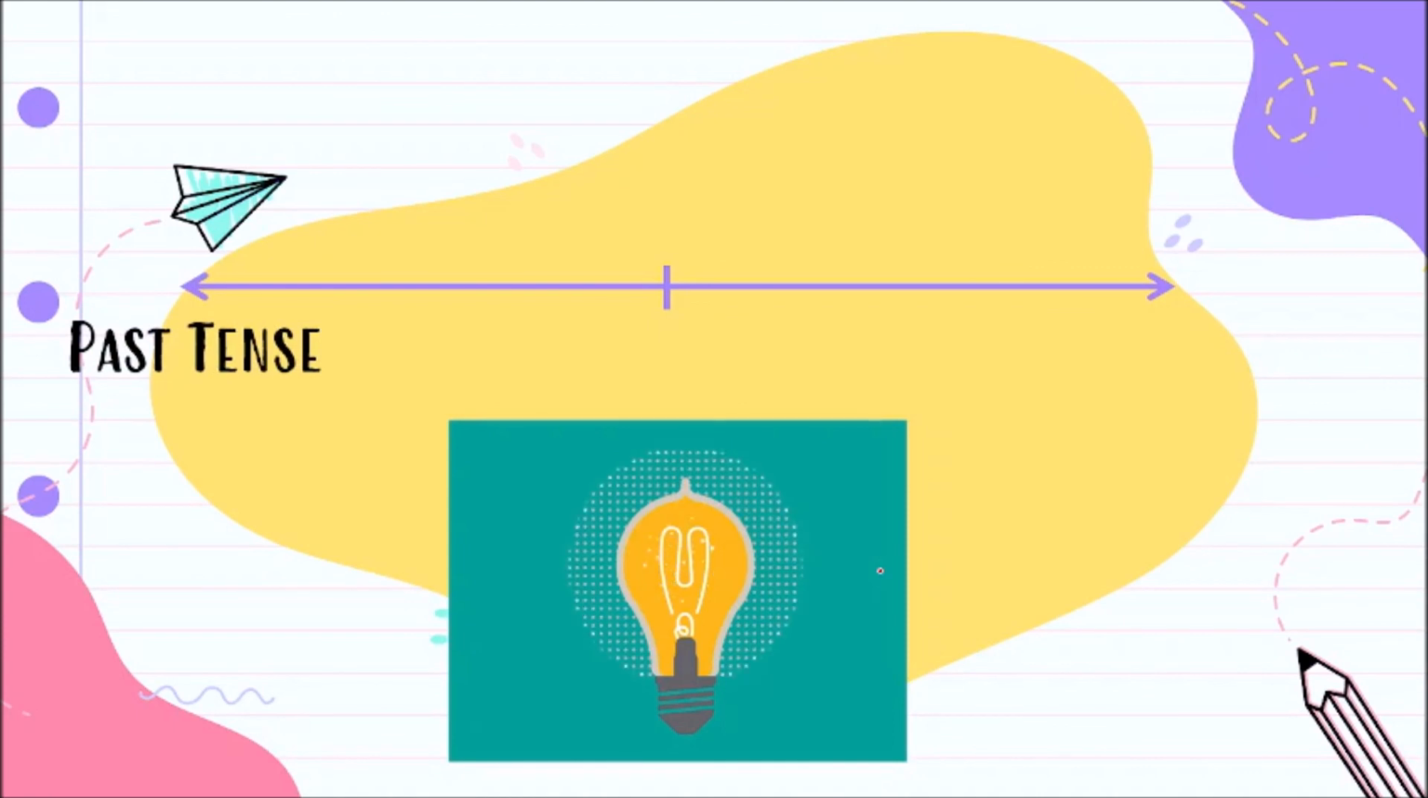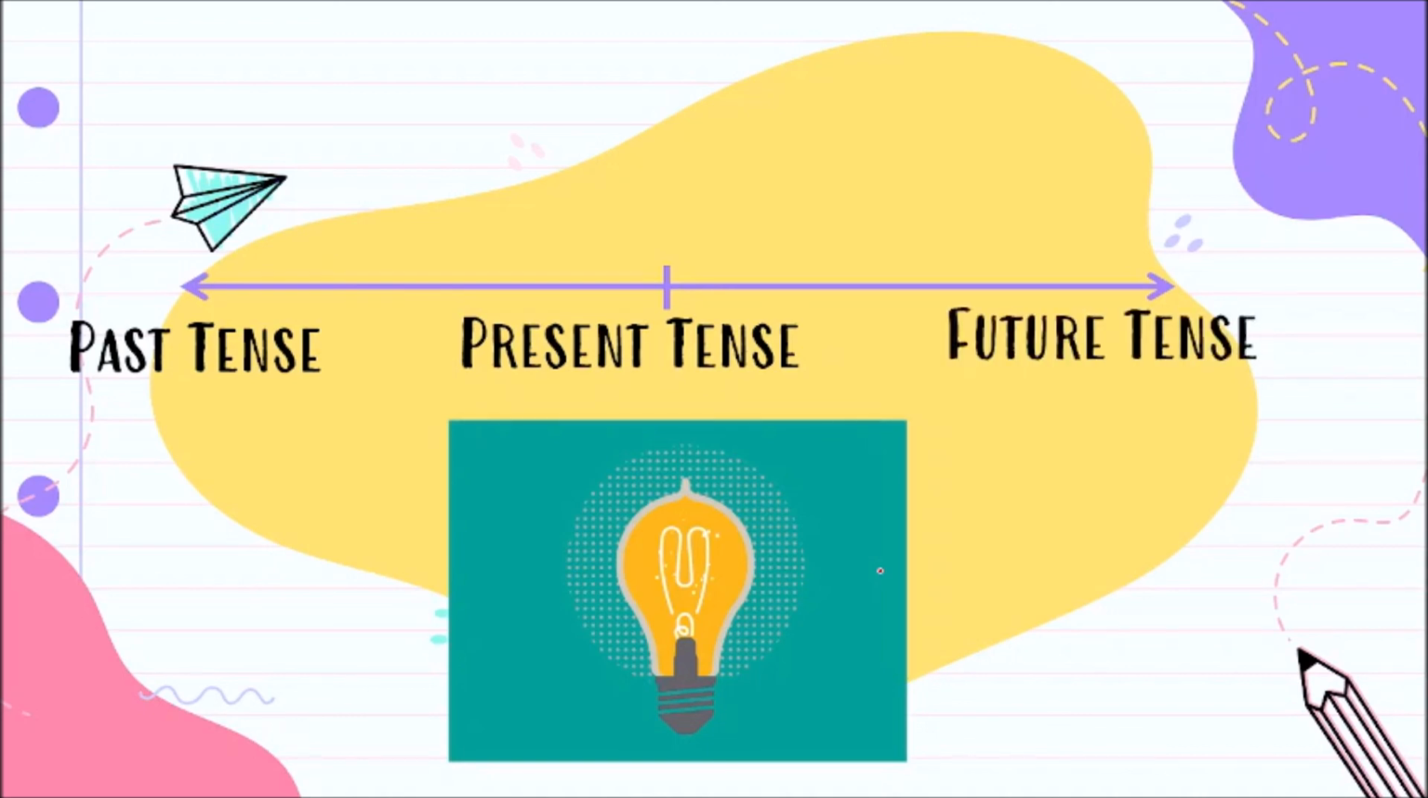So we have the past tense wherein the action already happened. It's already done. Then we have the present tense that tells us that the action is happening right now, is ongoing. And lastly, we have the simple future tense that tells us something that will happen in the future.